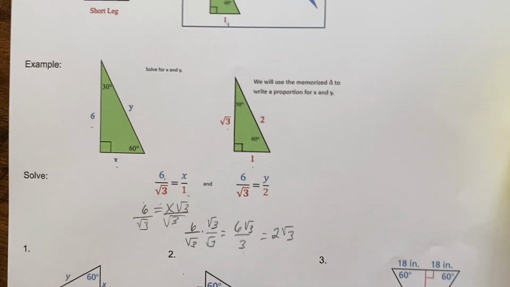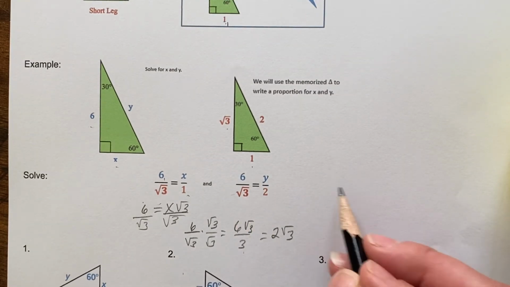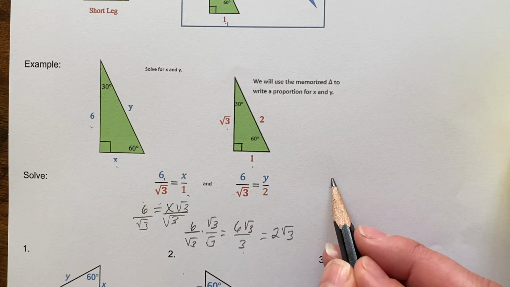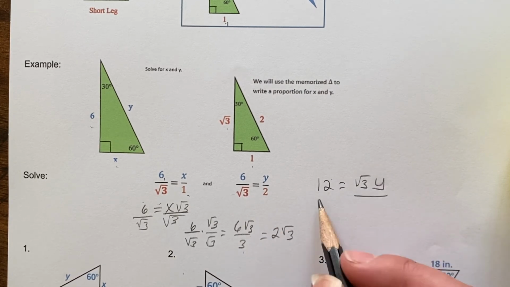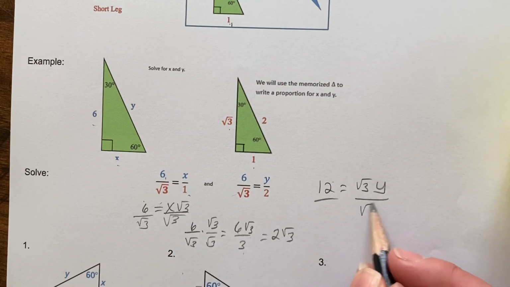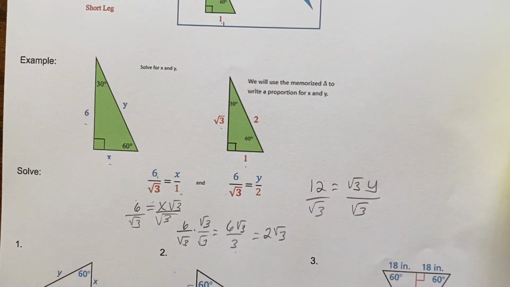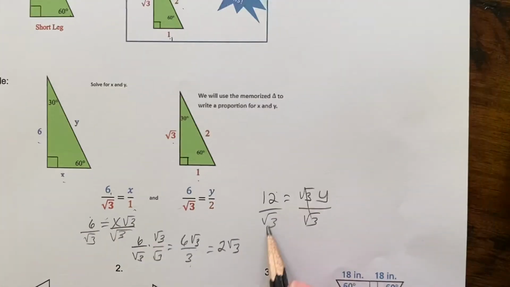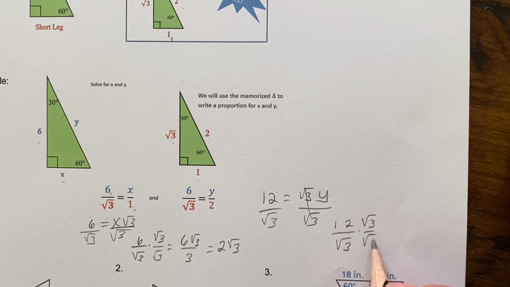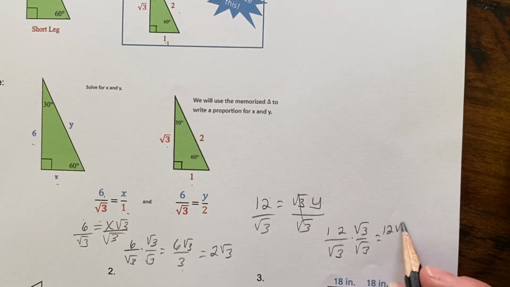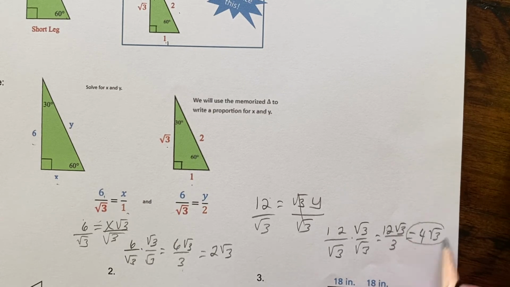Same thing here. We're going to cross multiply. So you're going to get 12 is equal to radical 3 times y. Divide by radical 3, square root of 3, excuse me. That's going to cancel. So you've got that 12 radical 3. Again, we're going to rationalize, and then reduce here to get your answer.